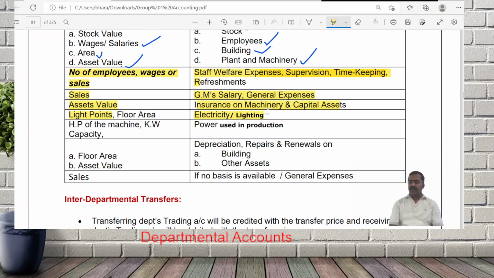Based on number of light points, you can allocate electricity and lighting. If light points are not available, you can go by floor area. Based on capacity of machine, you can allocate power used for production.